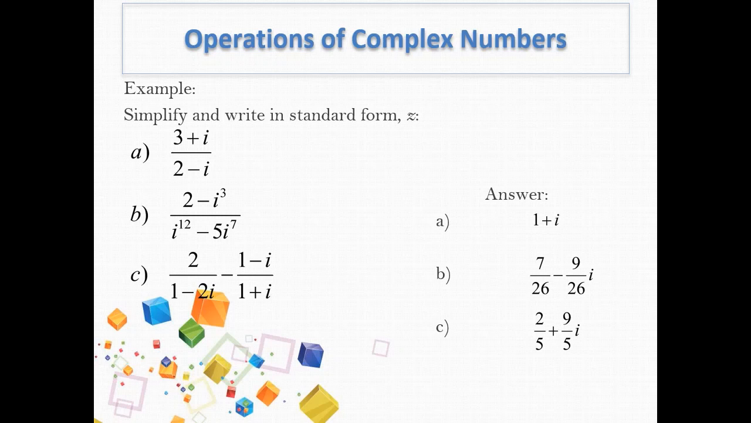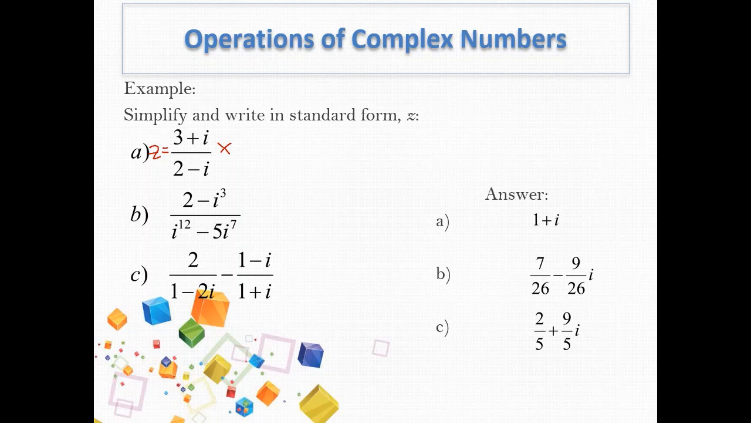Okay, I will show you one example and I will leave the rest of the examples for you to try at home. So let us take A. To solve this division, z is equal to (3 plus i) divided by (2 minus i). So we will multiply this by the conjugate of the denominator.